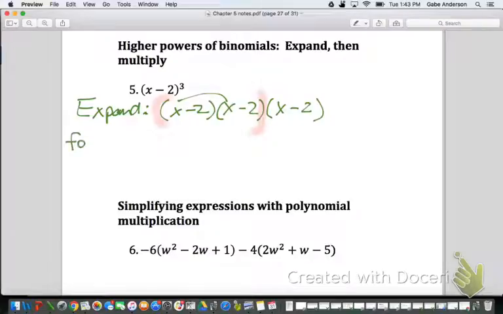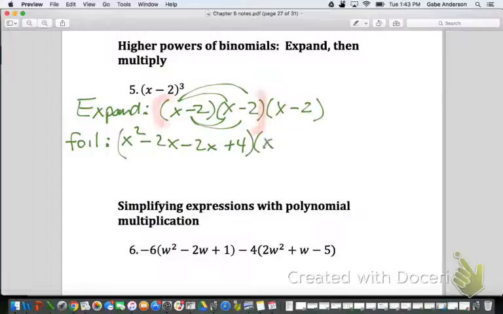So I'm going to FOIL here, and I'm going to get x squared minus 2x minus 2x plus 4. And we want to remember that that is still being multiplied times x minus 2. So like with most FOILs, the middle terms can be combined. And so when you combine the middle terms, what do you get? Yeah, that's right. So it'd be x squared minus 4x plus 4. We still have x minus 2.